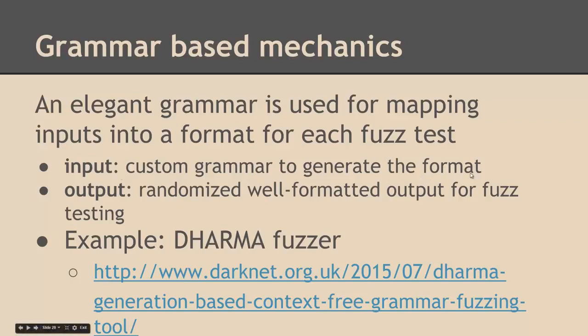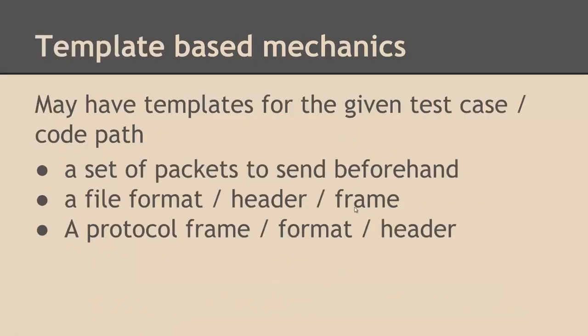It may be something like header, body, footer, and for each of these three keywords, various things will match to it once the grammar is parsed, and the output would be randomized, well formatted output for the fuzz testing. It makes it elegant to describe the test cases, and there's an example here that was released this year, the Dharma Fuzzer. If you would like to read an article, this summarizes it quite nicely.